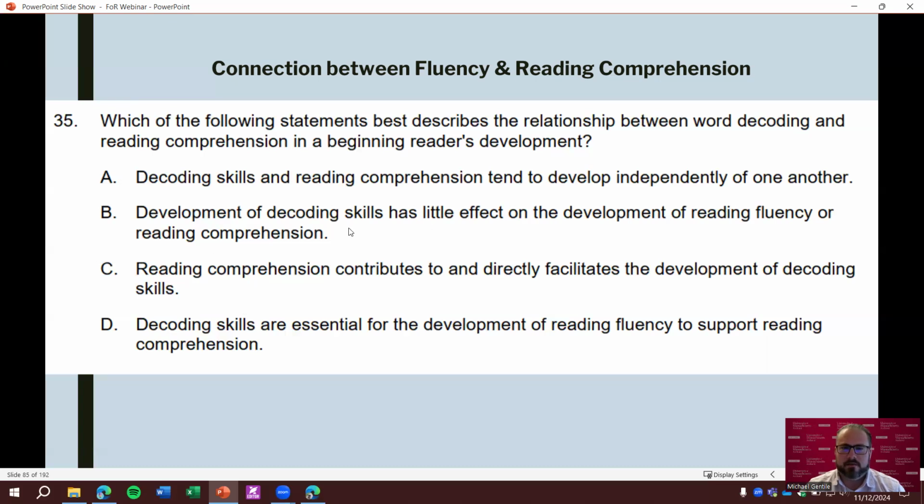And these are obviously not supported. These are just outright wrong. Development of decoding skills has little effect. That's wrong. And then decoding and reading comprehension are independent. That is also clearly incorrect based on what you've learned so far.